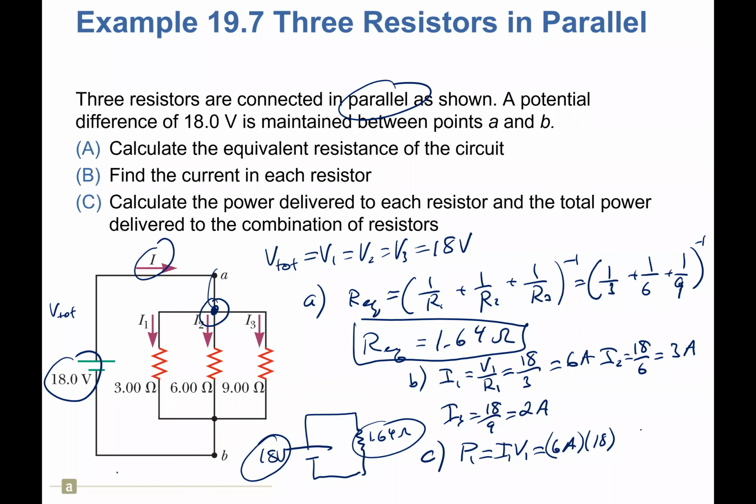I1, yeah. So 6 times 18. So we should get 108 watts. P2 here is I2 times V2, right? So I2 is 3, V2 here is 18. So we're going to get 54 watts. Same thing with P3, we're going to get 36 watts. And so basically, I can just add them together to get the total power delivered to the circuit.